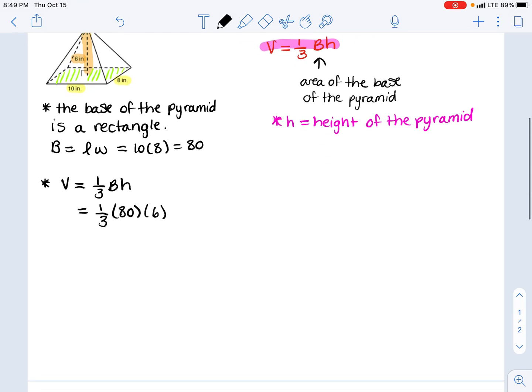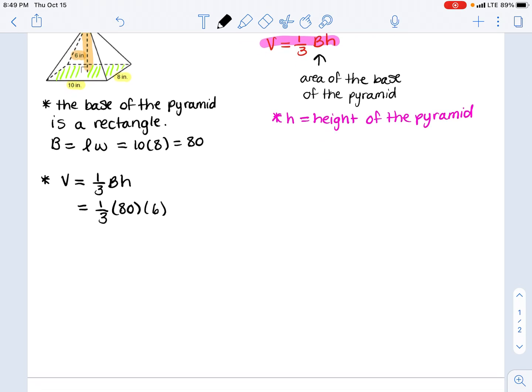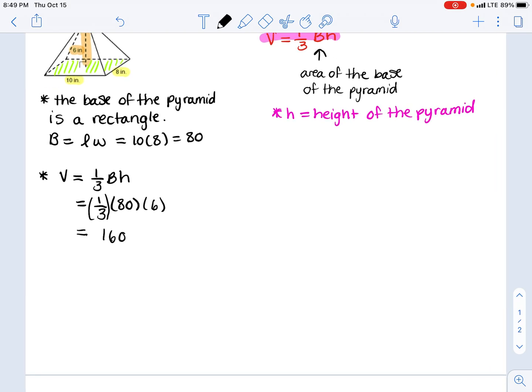From here, I'm just going to multiply all three of these numbers in my calculator: 1/3 times 80 times 6. When I do that, I get 160 inches cubed.